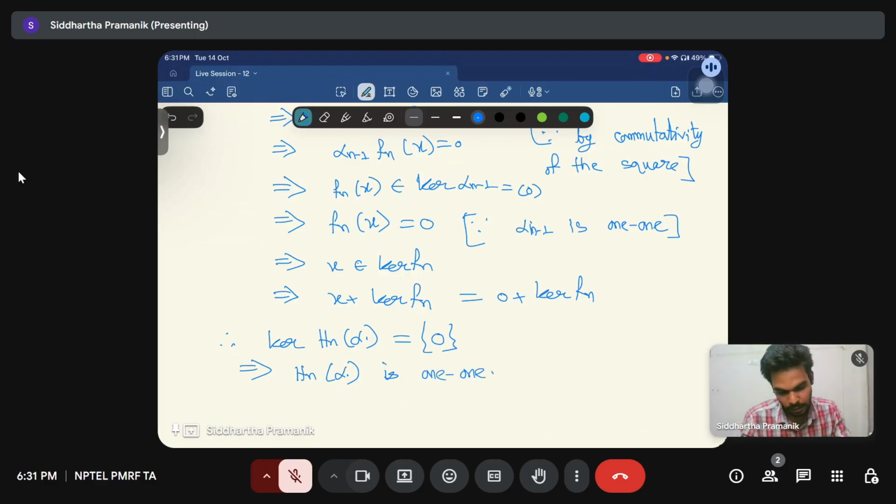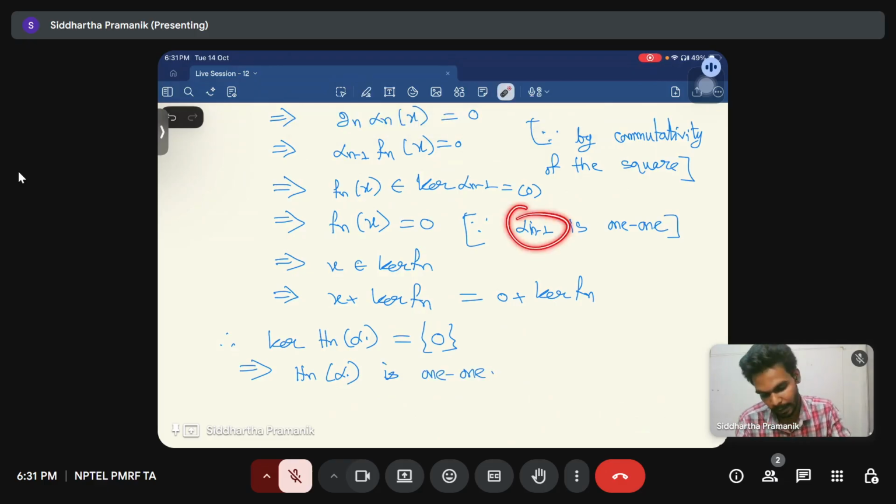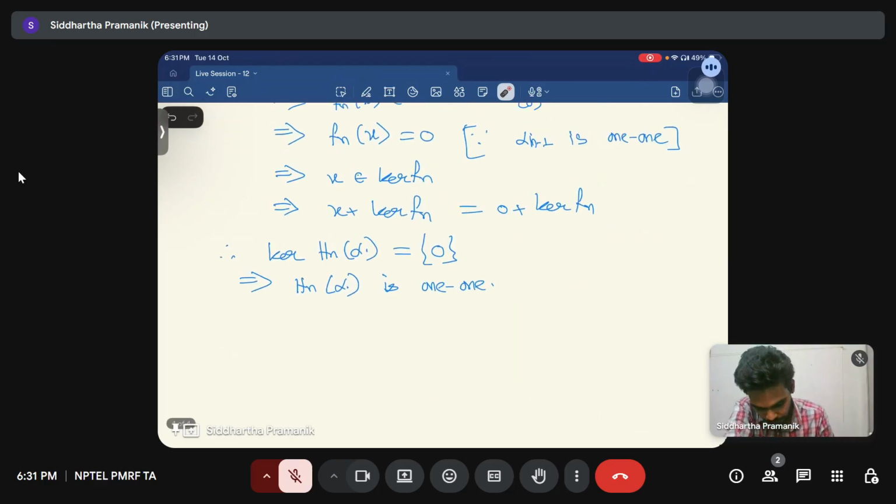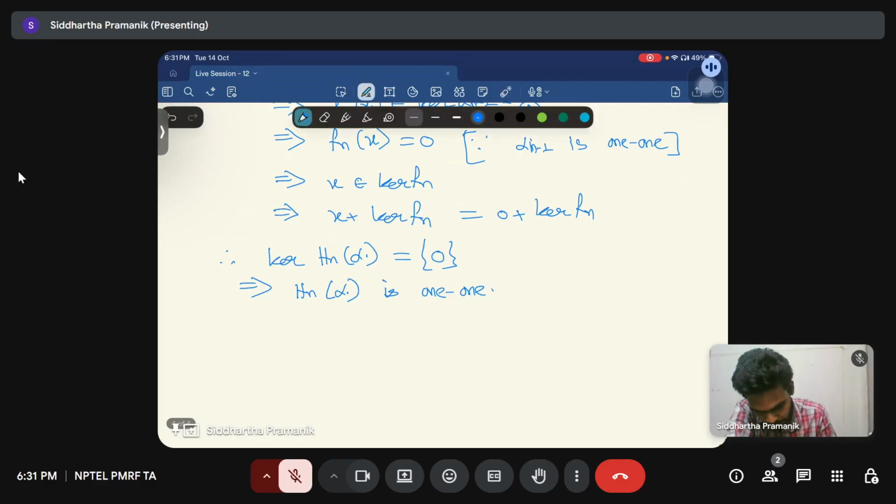So we have to use the injectivity of the original map alpha, right? Then we are proving that alpha, the map at the homology level, is also injective. Now the surjectivity. So surjectivity is easy.